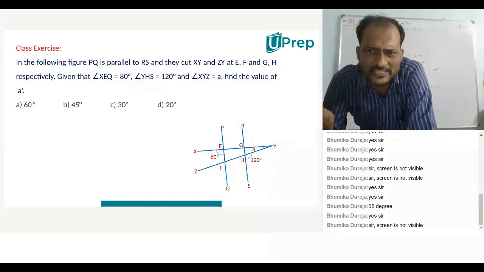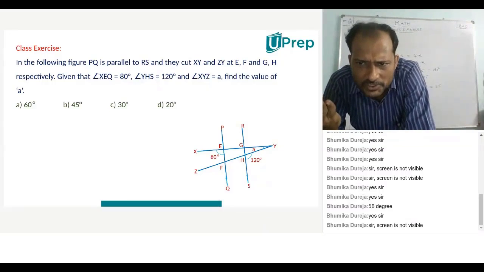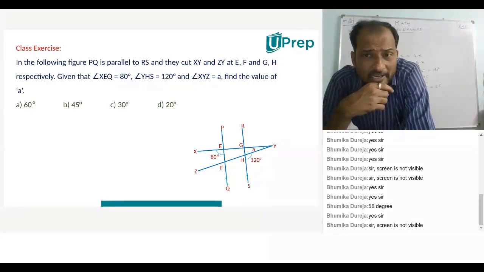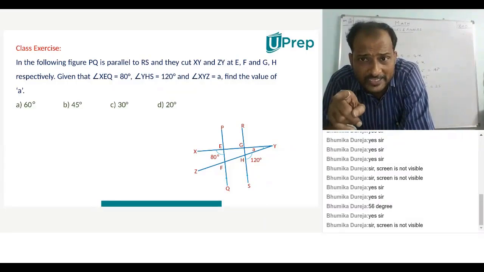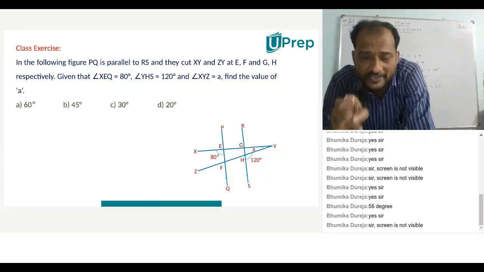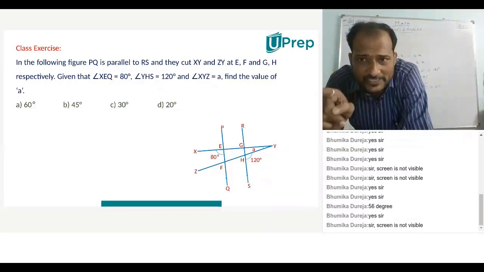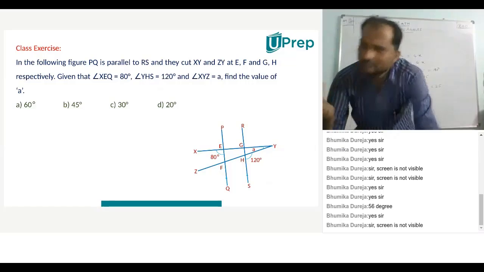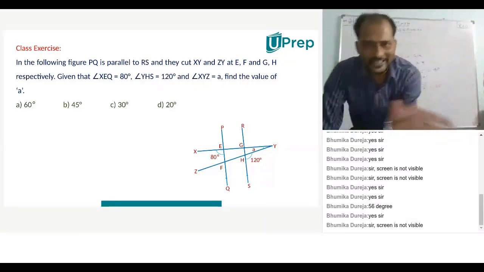Sir, similarly angle YHG would be 120 minus 180. No, you need not do that. Once you got YGH as 100, you can use the exterior angle property. The exterior angle of a triangle is equal to the sum of its interior opposite angles. So 100 plus A is equal to 120, right? Yes, sir. So then A will be 120 minus 100. You can do it in the easiest way.